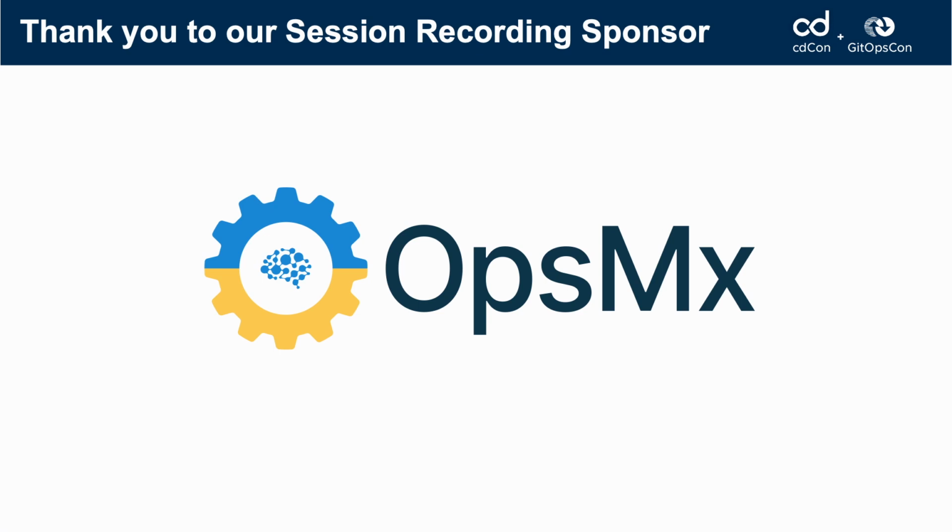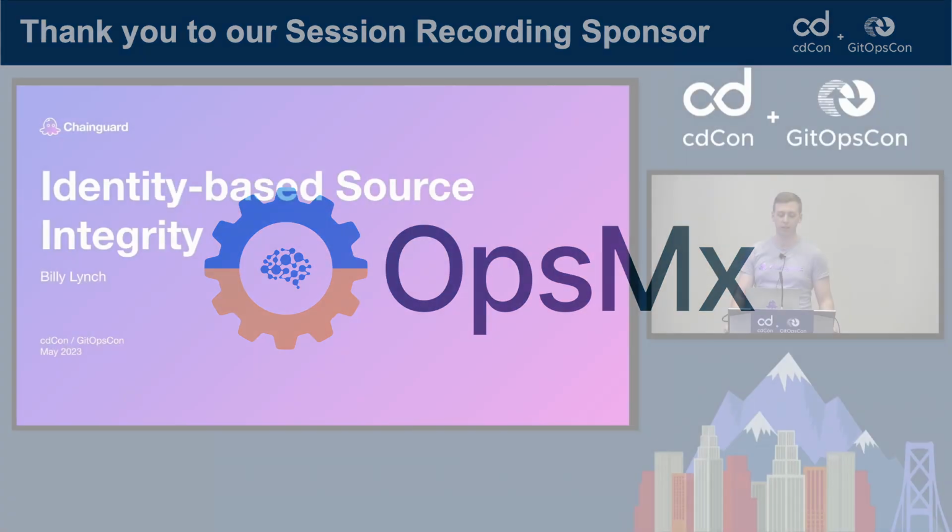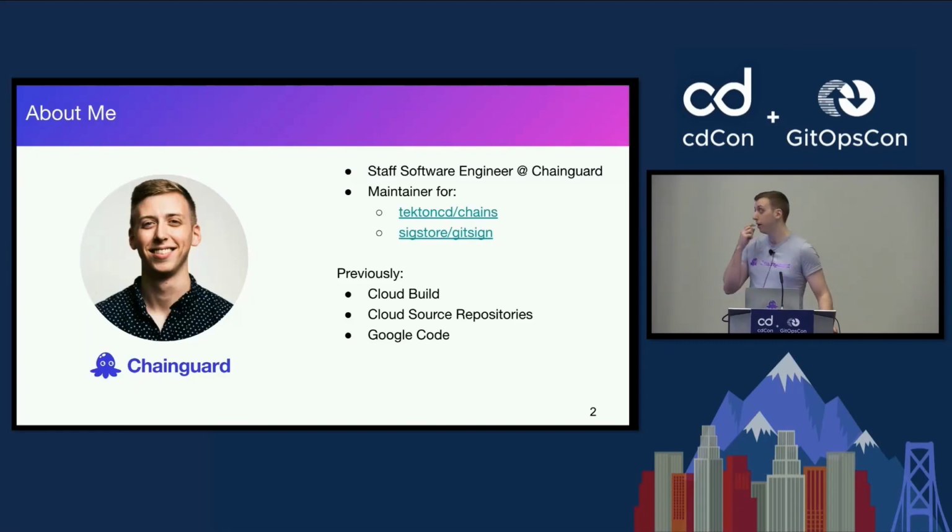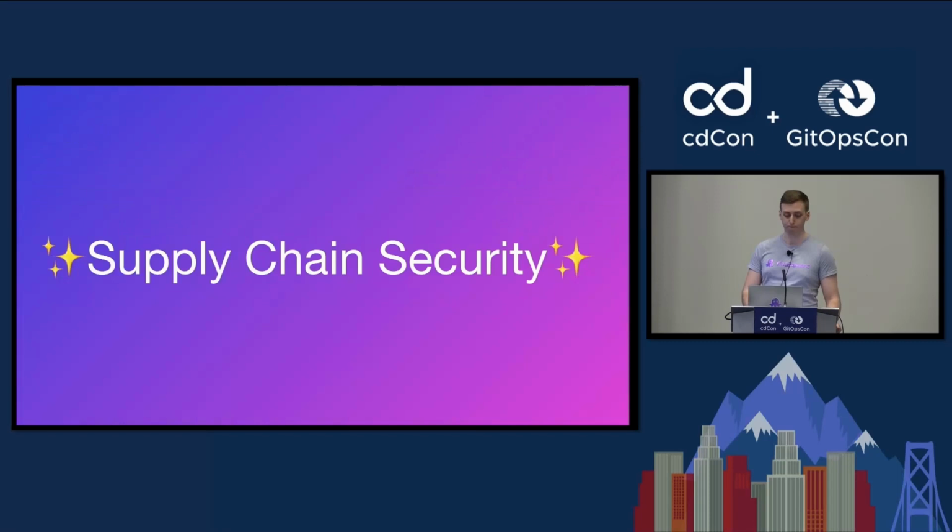My name is Billy Lynch, and today we are going to be talking about identity-based source integrity. So a little bit about myself. I'm a software engineer over at Chainguard, where we do all things software supply chain security. I'm also a maintainer for some open source projects like Tekton Chains, as well as Sigstore's Gitsign, which we'll go into a little bit more today.